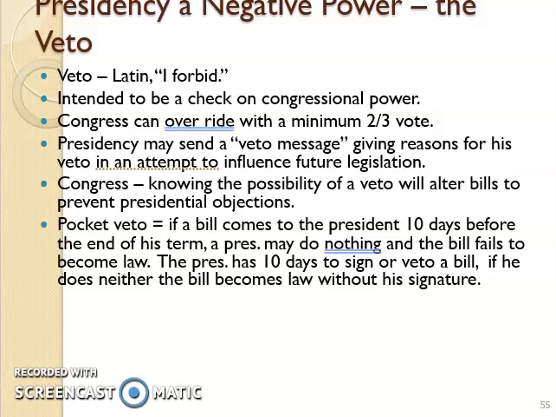All right, new topic with the presidency. It says at the top, presidency is a negative power, and that negative power comes from the power to veto, or the power to say no.